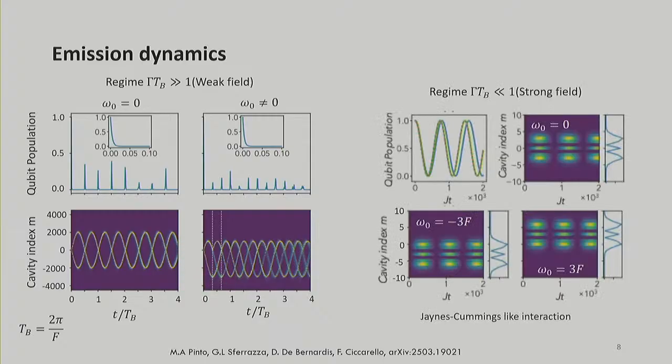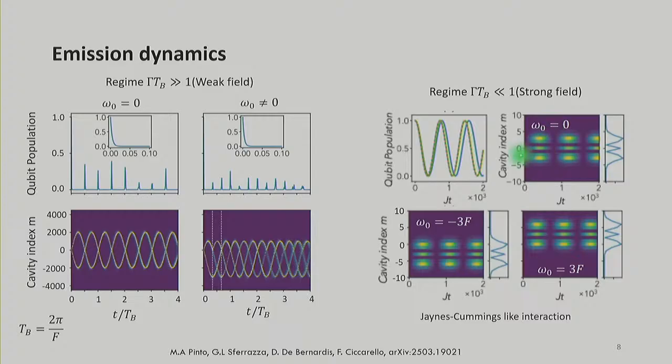Okay, and the other regime we can look at is the strong field, right? In the strong field, we have a Jaynes-Cummings-like interaction. I'm plotting here for three frequencies of the qubit. You can see that for all of them we have perfect Rabi oscillations. And even with this type of Jaynes-Cummings interaction, the cool thing is that a bunch of cavities end up being populated when we are in this regime.